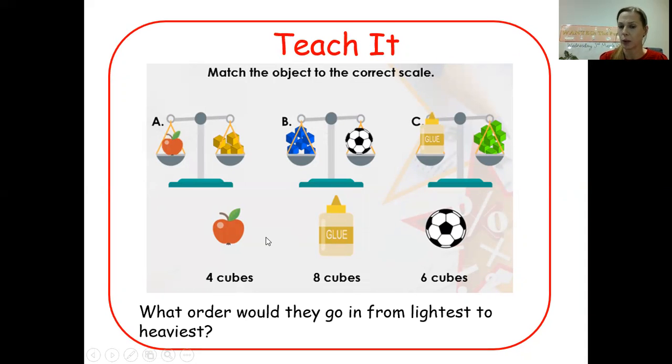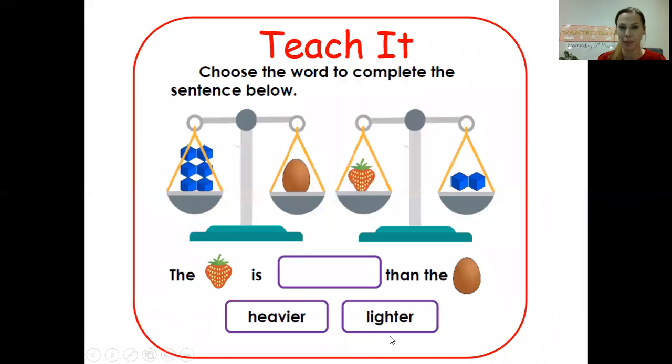So what order would they go in from the lightest to the heaviest? So it's just ordering numbers. So if you say the names of the objects, rather than the numbers, which one would go first as the lightest? Then which one? And then which one's the heaviest? So hopefully you said apple, ball, glue, because that's in order. The apple is the lightest, then the ball, and then the glue is the heaviest.